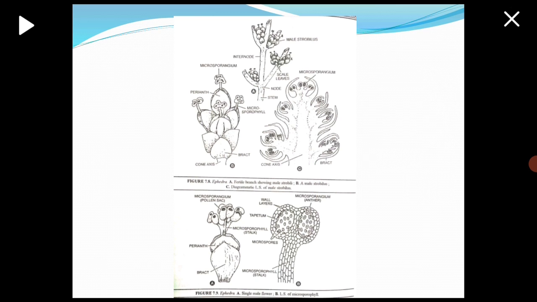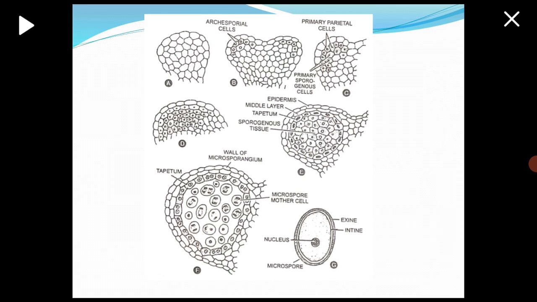Each locule is filled with a large number of microspores. The microspores are haploid, uninucleate, and elliptical in shape. At maturity, each locule opens by means of a terminal slit and releases the microspores. They are carried away by wind and therefore the pollination is anemophilous.